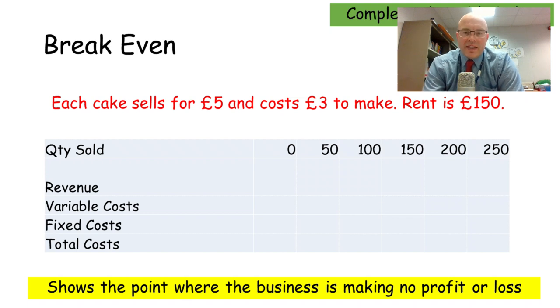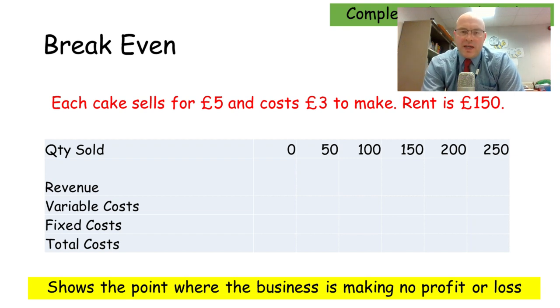So you're told here that each cake sells for £5 and it costs £3 to make, so there's your cost of sales. Your rent is £150. So you know that rent is a fixed cost, so it doesn't matter how many they sell, £150 can go all the way across the board. So if zero cakes are sold, it's still going to cost you £150 to rent. If 50 cakes are sold, it's still going to cost £150 to rent, and so on. So that would be £150 all the way across.